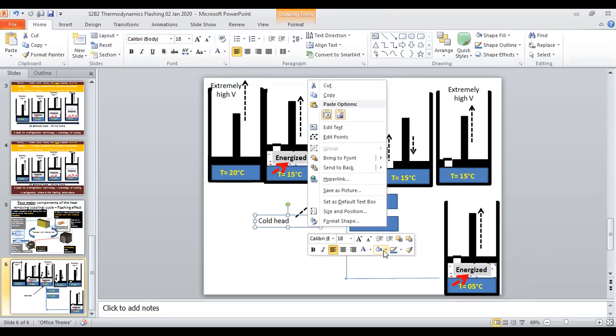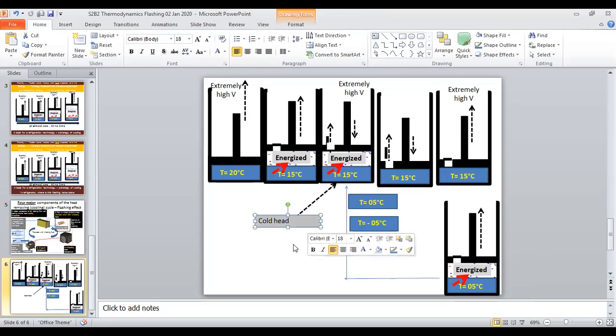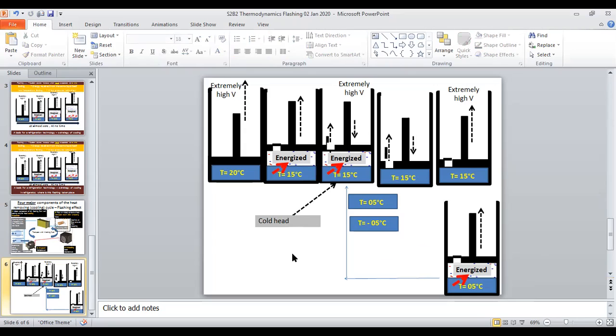And this cold head can be used as a cooling source for many applications. So we have issues here. Escapes, we need to collect all. Whatever escapes here, the gas formed after flashing, we have to collect all.